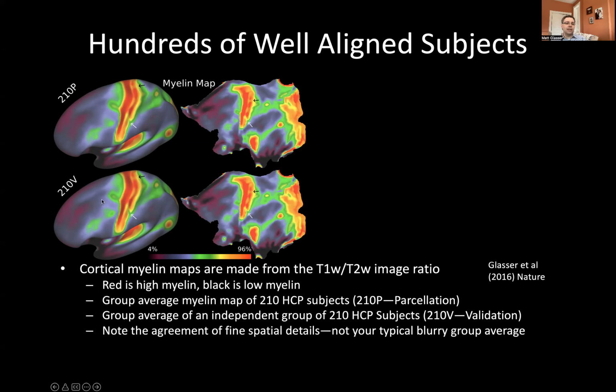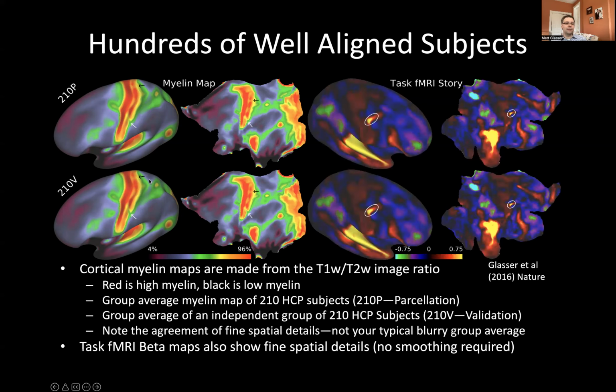If we compare these maps, they look really similar, even down to the fine spatial details, like this little dip in myelin content between the face and upper extremity somatosensory cortex. It shows up in both datasets. And this is not your typical blurry group average here. And you can do the same thing with task fMRI. We haven't smoothed the task fMRI data.